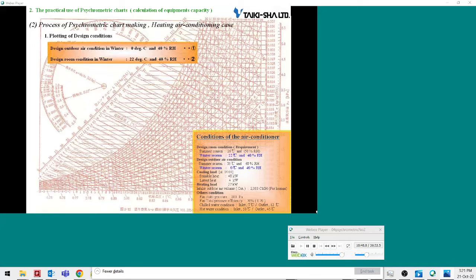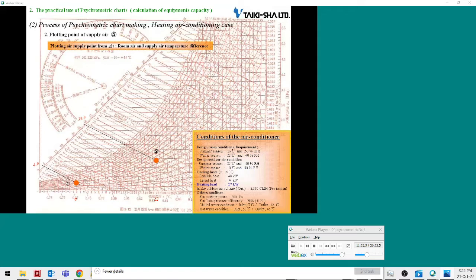Next, I will explain heating. Let's plot the design conditions. The position of number 1 shows the status of the outdoor air, while number 2 shows the status of the room air.